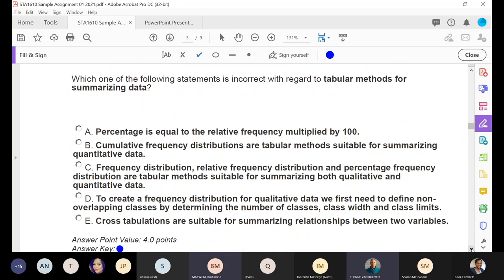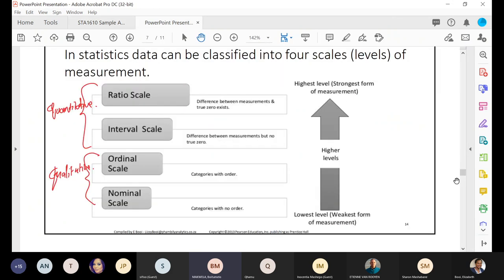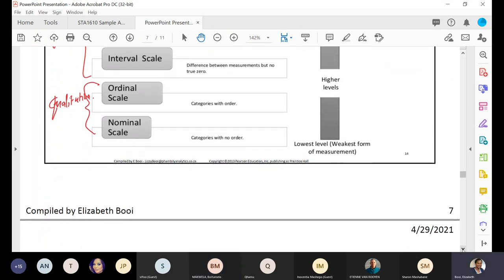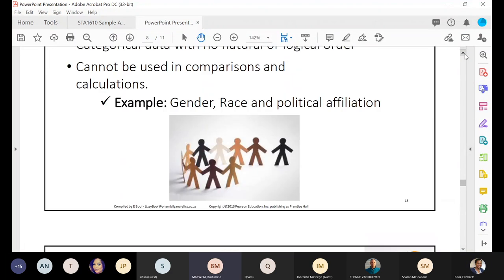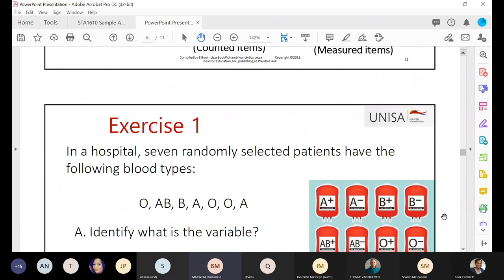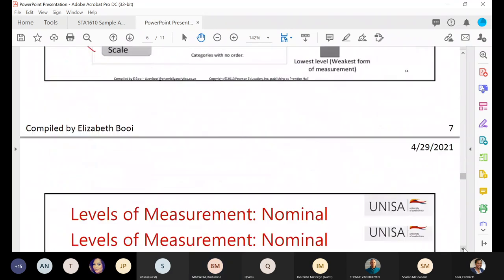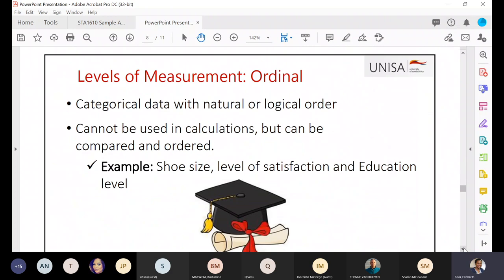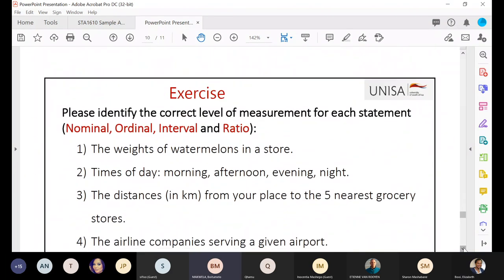You didn't, because I'm looking at the notes from the first video for unit one. So the notes correspond with that question that we just did. So the note says we can calculate. So let's see the note. No, the note from the video that we did with you on YouTube said that it cannot be used in calculation, but can be compared and ordered. Examples: shoe size, levels of satisfaction, and education levels. What slide number are you looking at? No, it was from the video on YouTube, the first video that you did, unit one.